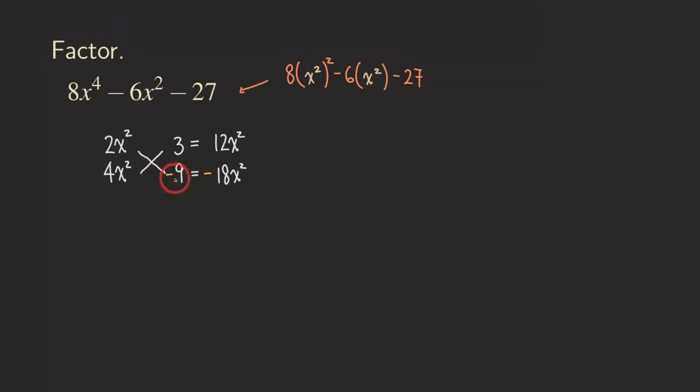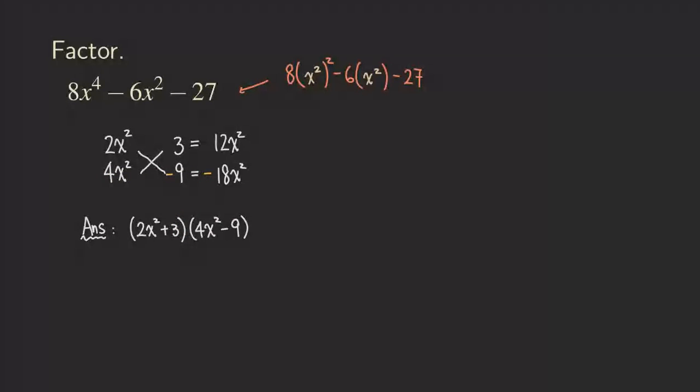And then again, just based on the last example, always check this column right here to see if we can get the constant term. 3 times negative 9, negative 27. Good, finished. So we can write down the answer. What do we get here? We get 2x squared plus 3, just reading across, and then 4x squared minus 9.